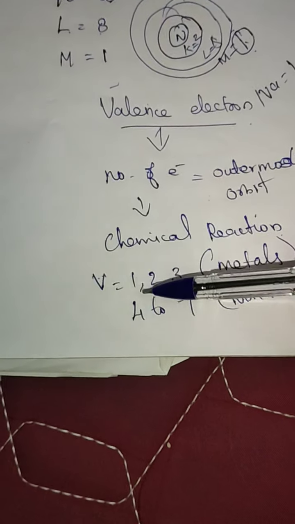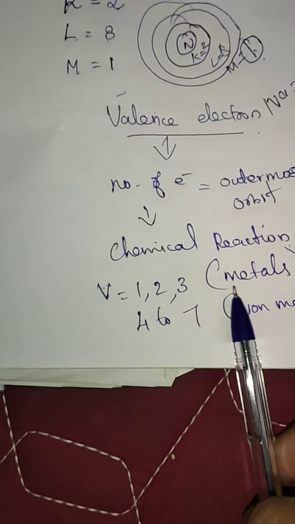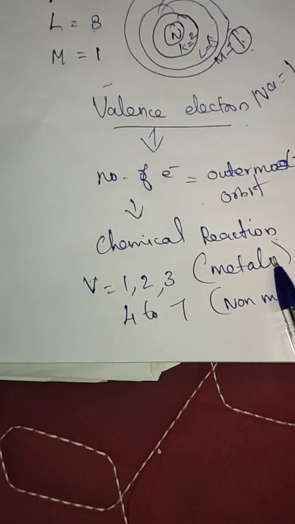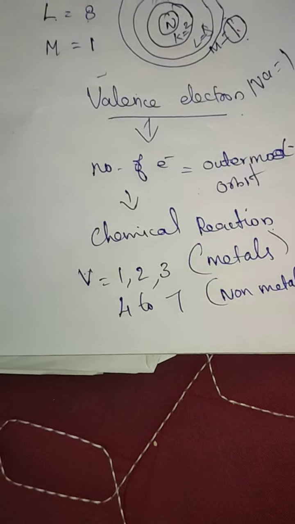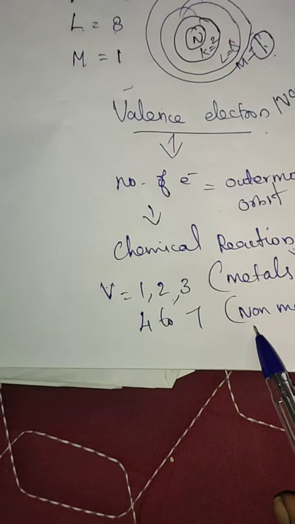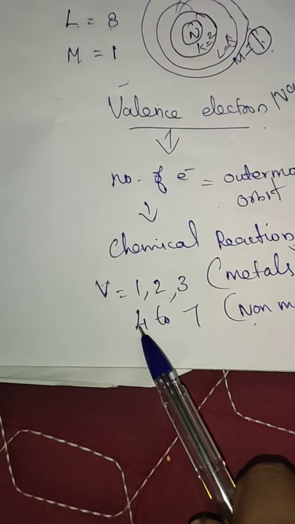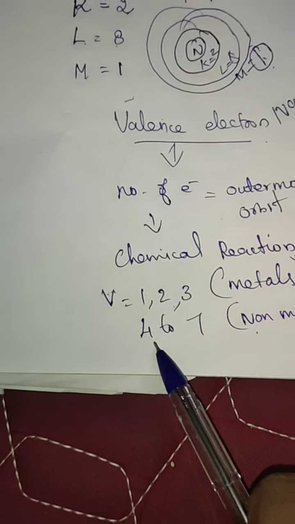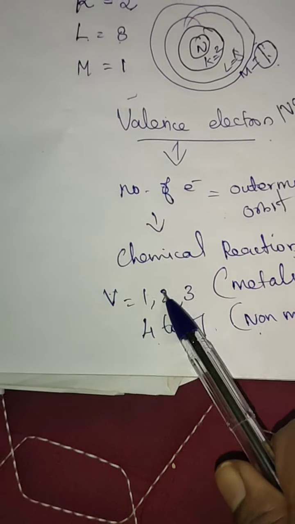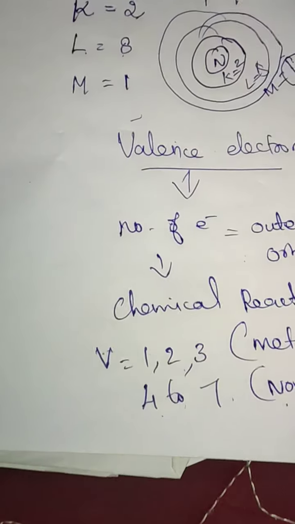If the outermost orbit contains a total of 1, 2, or 3 electrons, it belongs to metals. Usually metallic atoms have 1 or 2 electrons in the outermost orbit because they lose electrons. Non-metals gain electrons, so non-metals usually have 4 to 7 electrons in the outermost shell. Either they have 4, some atoms 5, or 7. Okay, students, did you understand what a valence electron is?